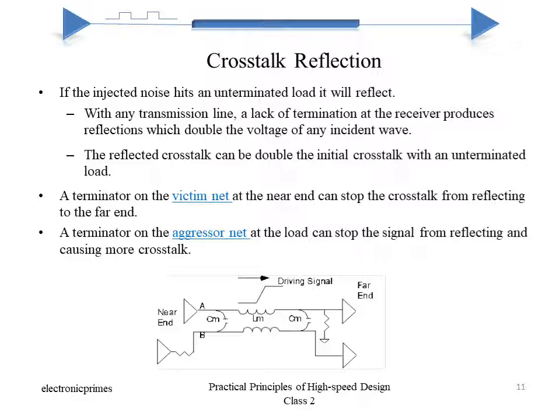So basically, when you have near end and far end, the driver and receiver, you can see both mutual capacitance and mutual inductance when you drive the signals, and this is how the crosstalk reflections will occur if you have an unterminated load.